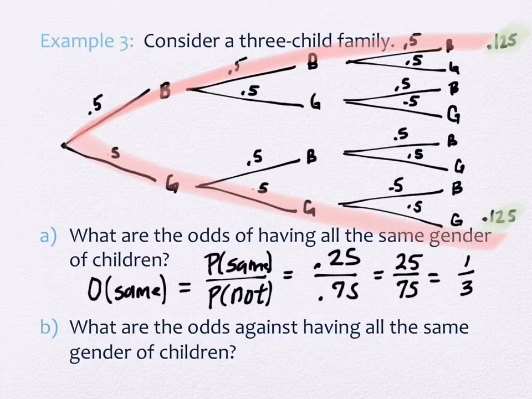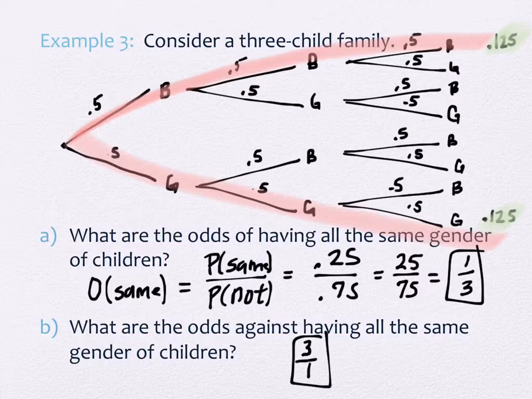What are the odds against then having the same gender children? Yeah, it's just that flipped. 3 to 1. Okay, so don't go through all the work on the second one. There's no need for that, right? When we find the odds in favor, the odds against is just the reciprocal. Okay, so everybody have a pretty good feeling for how odds works.